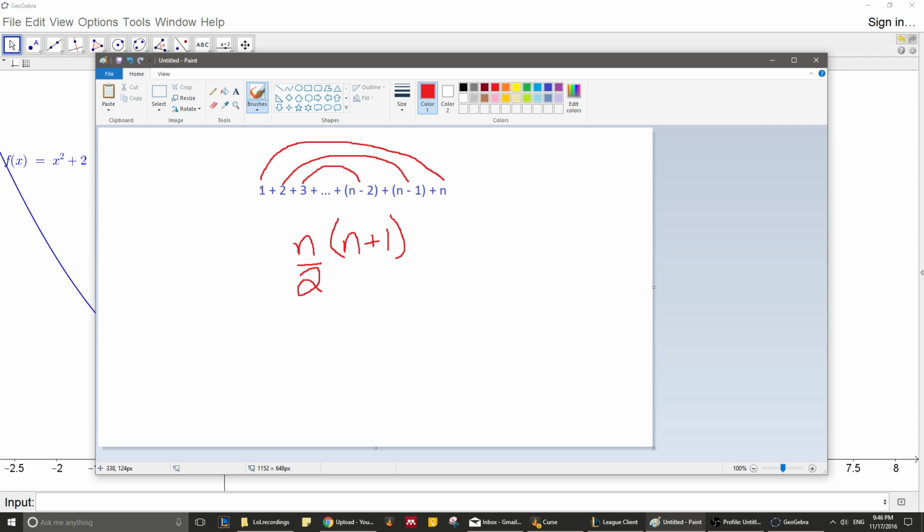If we put in 10, we'd get 5 times 11, or 55. And even if we put in a really small number like 3, where we know those would add up to 6, we'd get 1.5 times 4, which also equals 6. So this is a simplification for if you're starting with 1 and adding up to n, how you can figure out what all those numbers, or what that summation would equal.